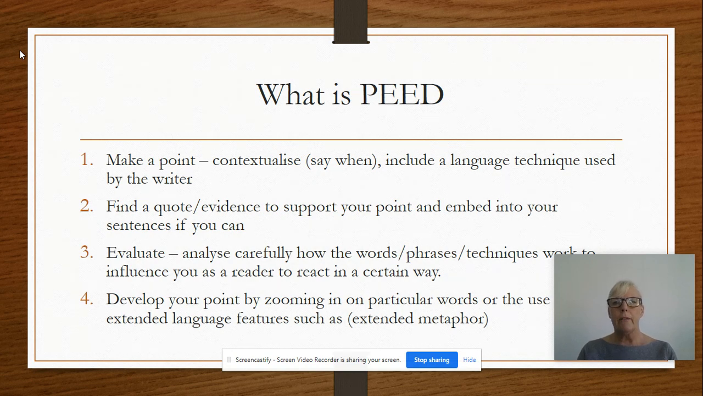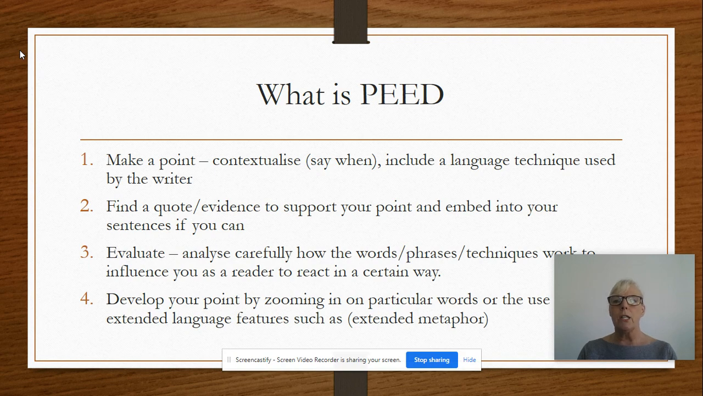And we're going to try and have a go at a PEED paragraph, if you like. So everybody should know what that is. Number 1, make a point, contextualize. So when the dinosaur first appears, it, whatever. So make sure you contextualize, say when. And then include a language technique used by the writer. So the writer uses whatever. Find a quote or your evidence to support your point and embed into your sentences if you can. If not, just put your quote in after that.